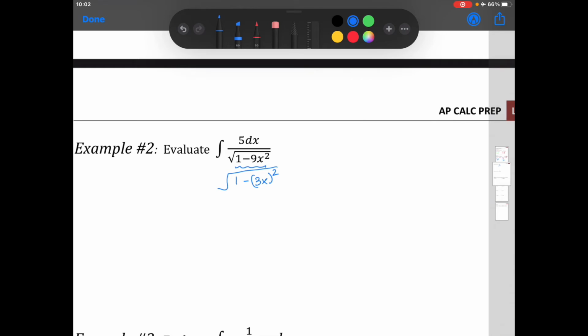So I know what my u is going to be. My u is going to be 3x. So my du is going to be what? 3 dx. So look here, what do I have and what do I want to replace?